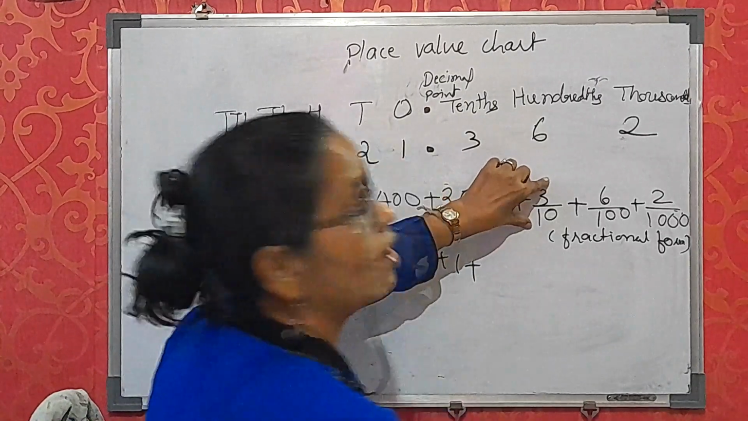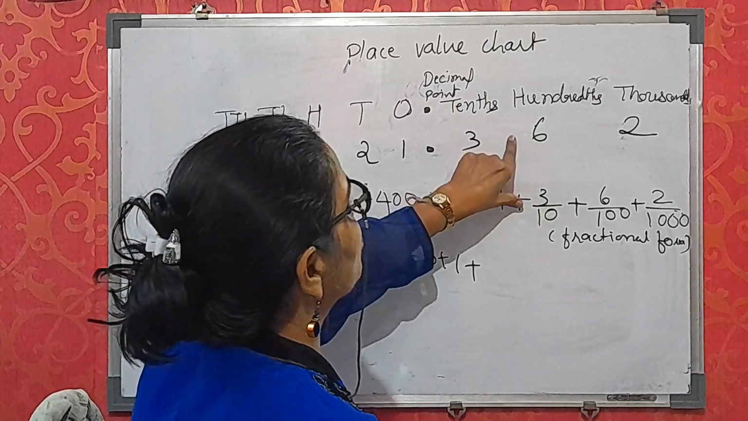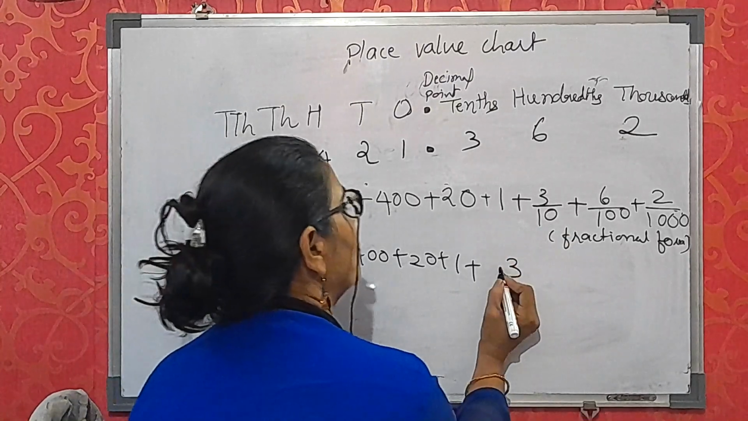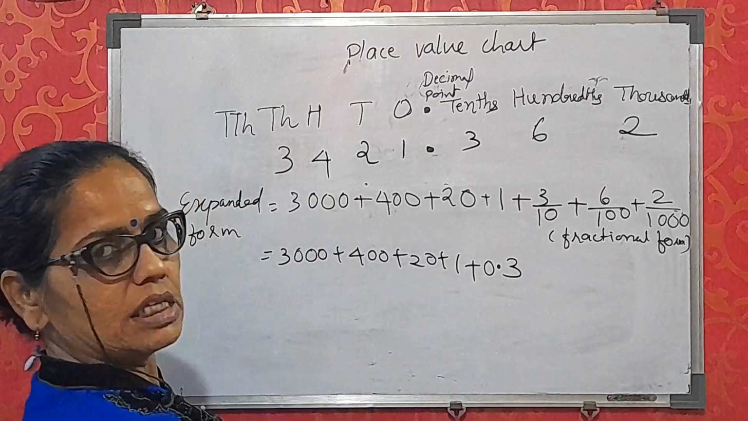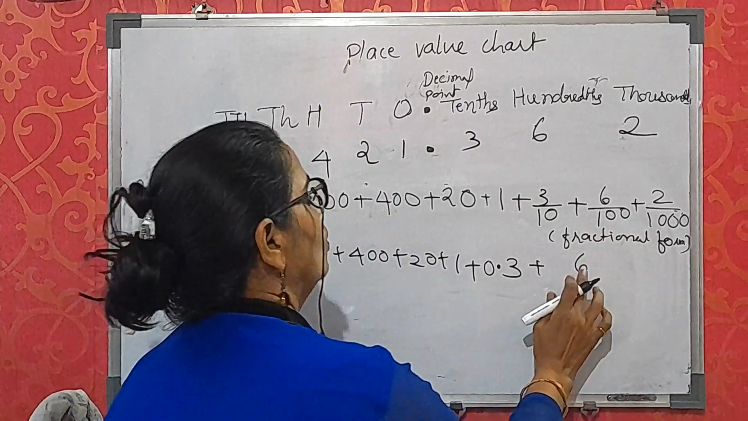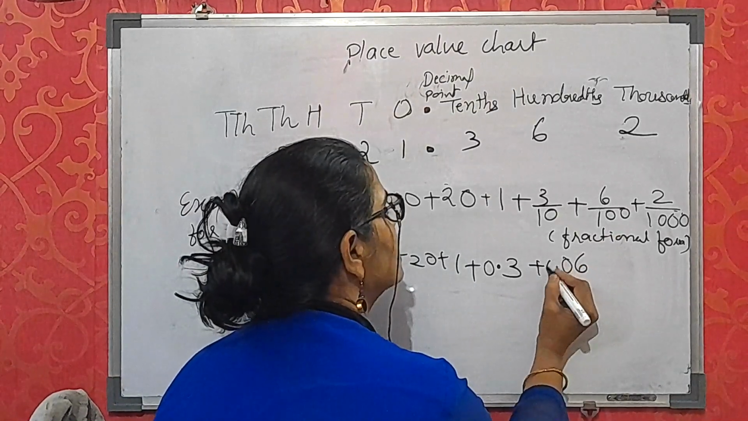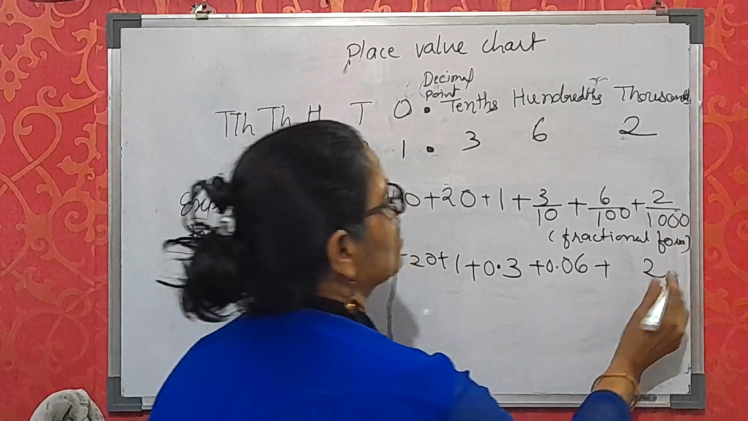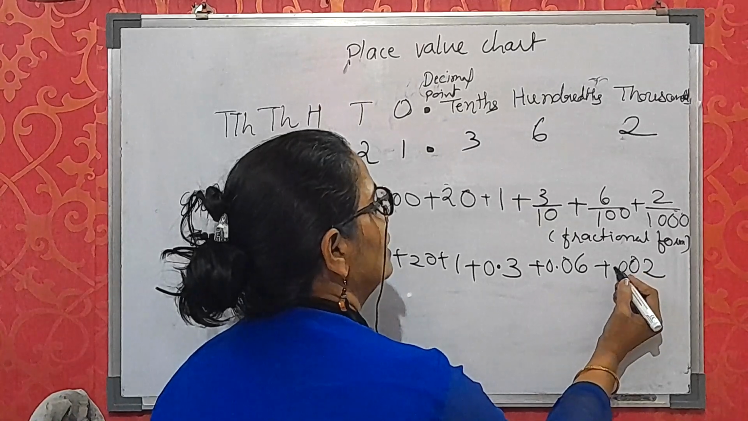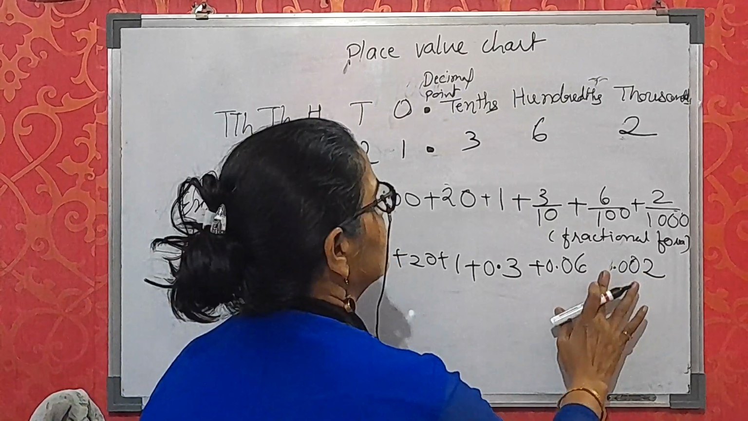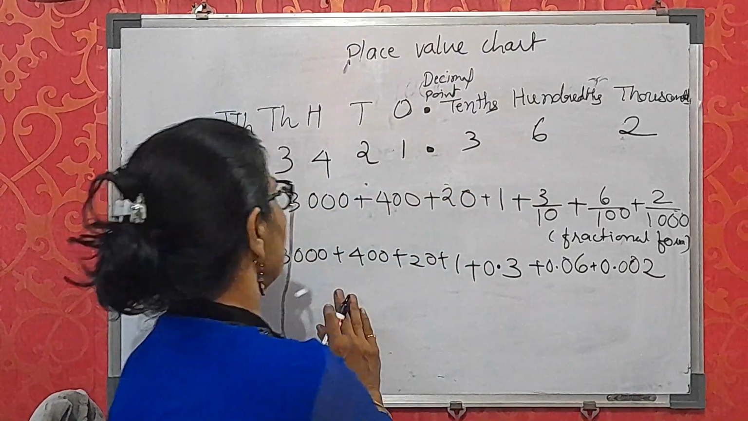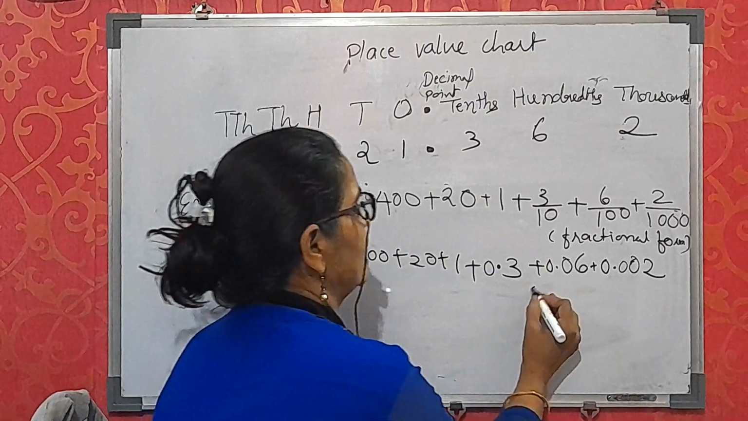That means this fraction I will convert into decimal. As I have shown you earlier, 3 upon 10 means 3, 1 zero, so 1 digit, decimal point, before that 0. Plus 6 upon 10, so 6, 1, 0, no whole number, 0.6. Plus 2 upon 1000, so 1, 2, 3 digits, decimal point, and no whole number, that means it is 0. So this way you are converting fraction to decimal. So this place value or expanded form is in decimal form.